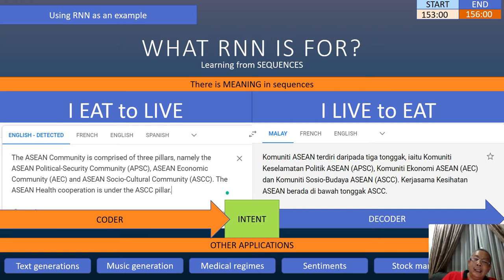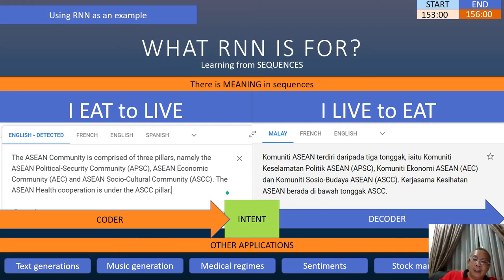He only eats because he needs to live. So in order to live, he needs to eat. So he doesn't care what he eats. I eat to live. But another person might say, "I live to eat." So the purpose of his life is to enjoy eating. So it's two different meanings out of the same words but in different sequence.